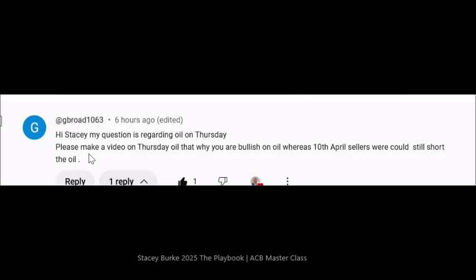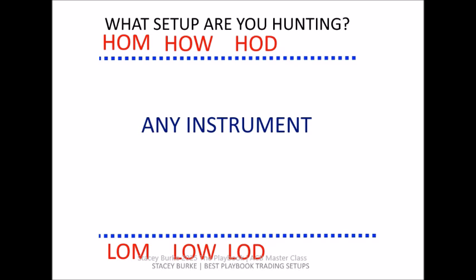the daily chart. But today's question was, can you please make a video on Thursday's oil, why you are bullish on oil, whereas the 10th April sellers could still short oil? Let's take a look at that chart. Before we do that, let's just review one more time. I mentioned specifically that I'm looking for my setup to come off the levels, whether that's low of month to high of day, low of day to high of month.